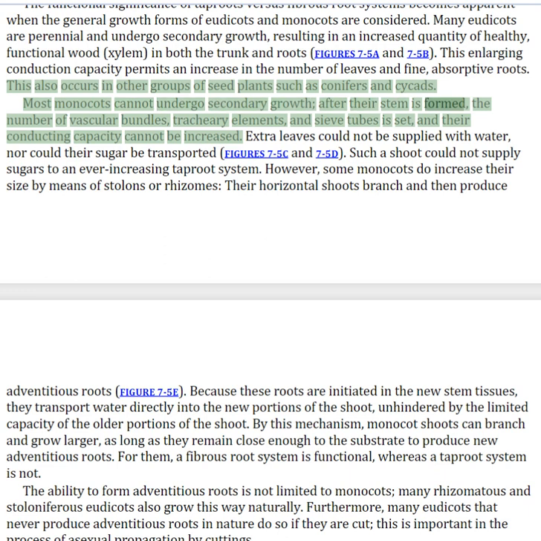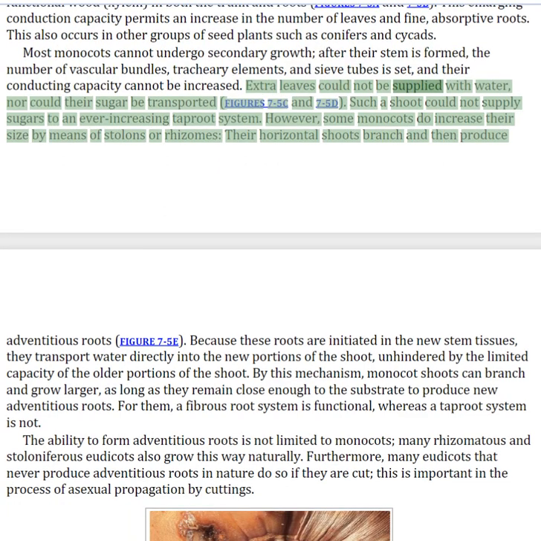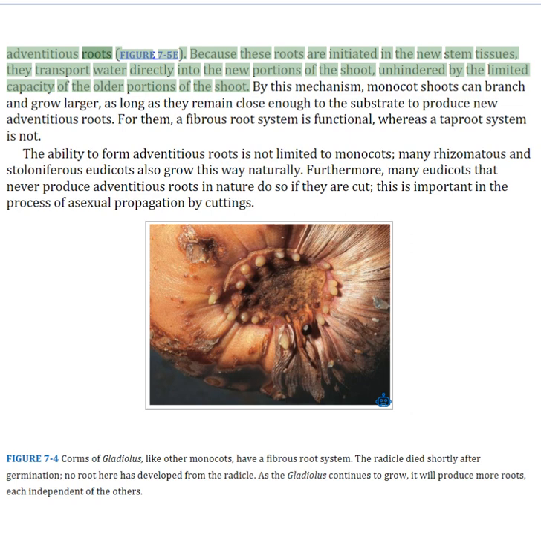After their stem is formed, the number of vascular bundles, tracheary elements, and sieve tubes is set, and their conducting capacity cannot be increased. Extra leaves could not be supplied with water, nor could their sugar be transported. Such a shoot could not supply sugars to an ever-increasing taproot system. However, some monocots do increase their size by means of stolons or rhizomes. Their horizontal shoots branch and then produce adventitious roots.